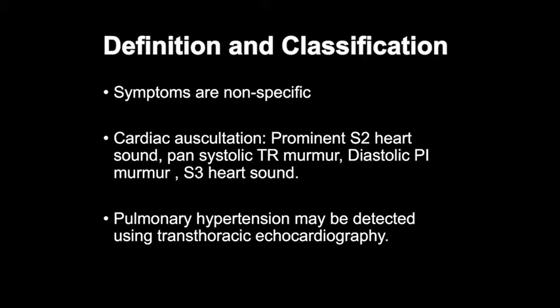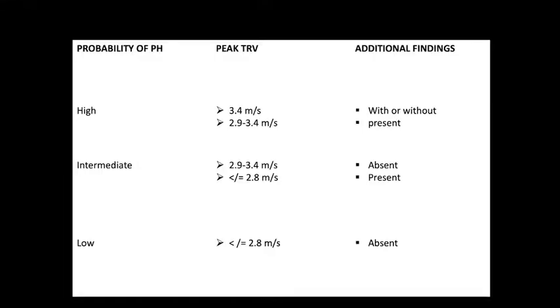Pulmonary hypertension is actually detected using transthoracic echocardiography. When we look at the transthoracic echocardiography, it gives us the probability of pulmonary hypertension, and it is divided into three categories: high, intermediate, and low. We look at the tricuspid regurgitation velocity, and depending upon the number, which ranges from 2.8 to 3.4, we divide it into high, intermediate, and low probability on the basis of transthoracic echocardiography.